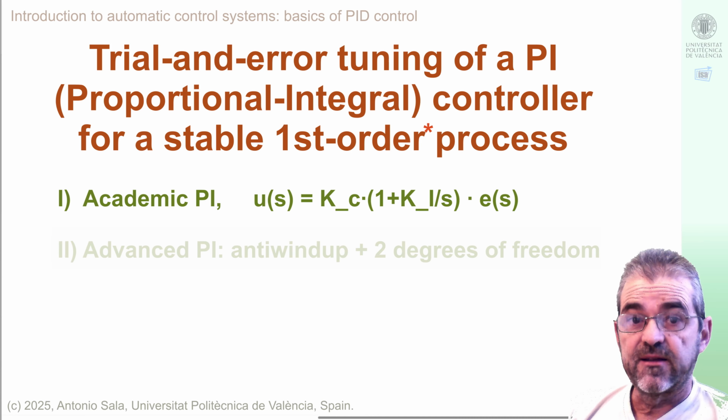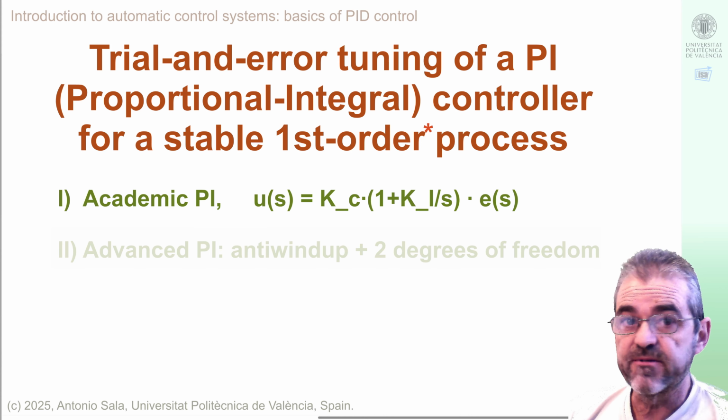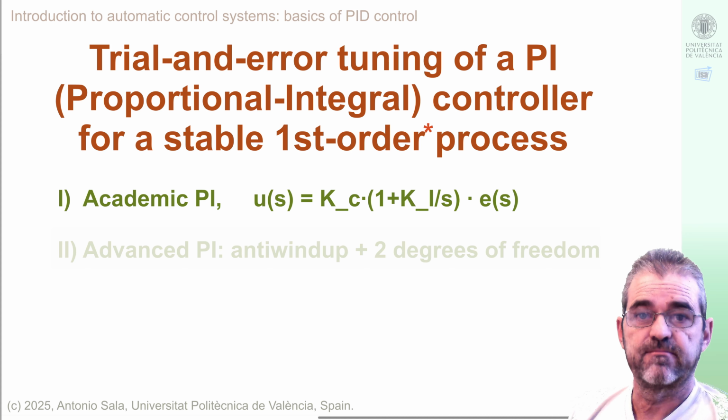I am Antonio Sala, and in this video we are going to try the experimental heuristic trial and error tuning of PID controllers, and in particular we will discuss the proportional plus integral PI control for a first order process in order to get zero steady state error without an unacceptable gain increase.